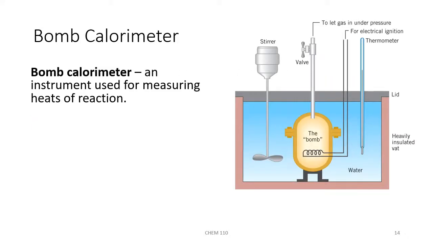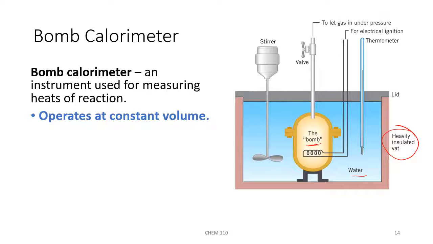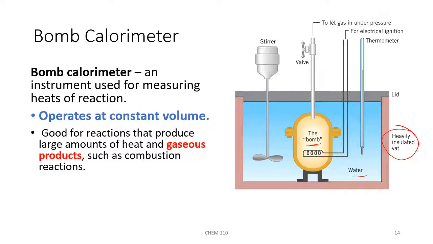A bomb calorimeter is an instrument used for measuring heats of reaction. It operates at a constant volume. We have a very heavily insulated vat that's surrounded by water. The water is what we would measure the initial and the final temperature of. We would also figure out how much heat energy actually gets absorbed by the bomb itself by calibrating it first. The reaction takes place inside of the bomb, where there's an inlet in order to combust a sample. This is really good for measuring reactions that produce a large amount of gaseous products.